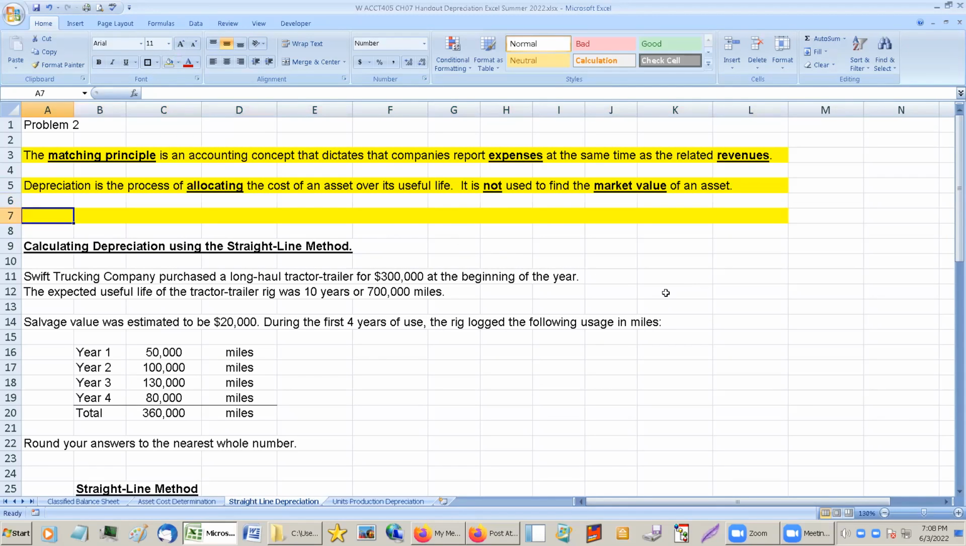The rules for allocations are they must be systematic and rational.